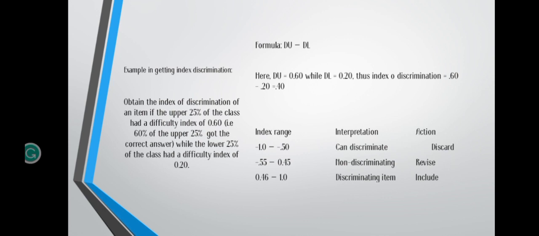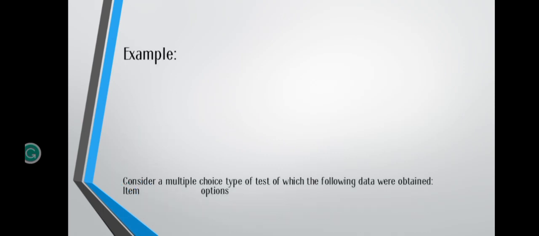Okay, kapag ang index range ay nasa 1.0, ibig sabihin, all of the lower 25% failed to get the correct answer, while all of the upper 25% get the correct answer. This is a perfectly discriminating item, and it is the ideal item that should be included in the test. So, kapag ang range niya ay nasa 0.46 to 1.0, yun yung i-include natin sa test questionnaires.